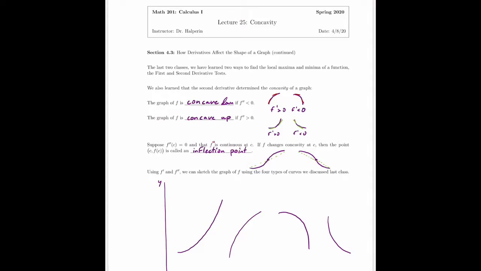Hey everyone, we're going to do a quick review of concavity and the ways in which first and second derivatives affect the shape of a graph or curve. Then we're going to tackle a challenging but illustrative and comprehensive example.